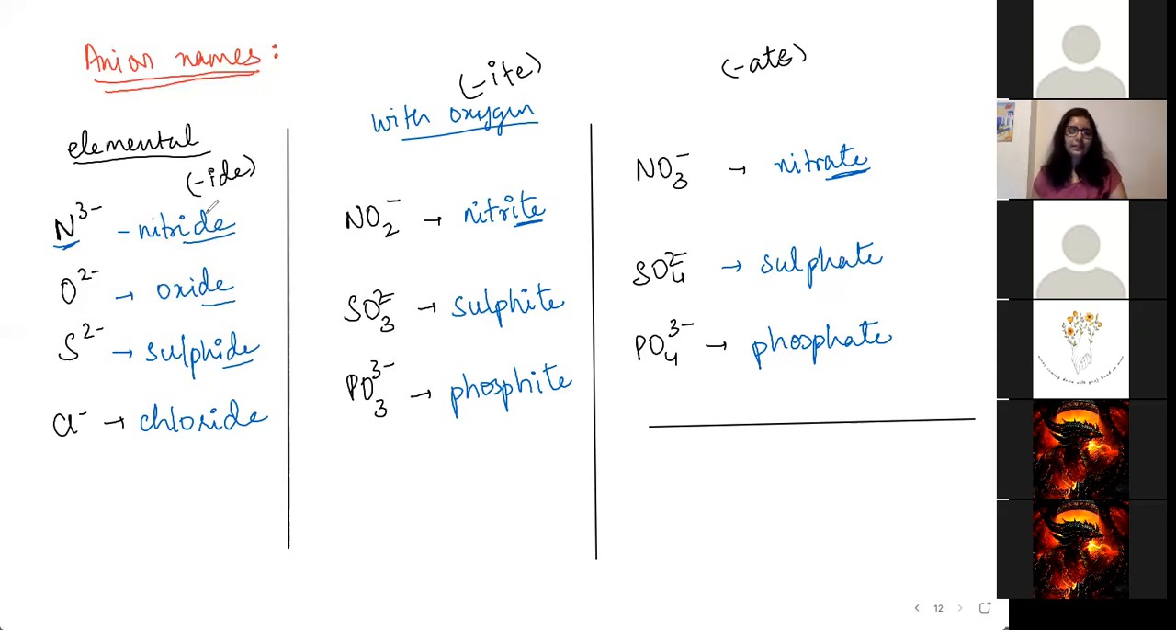All your ions will be IDE, ITE and ATE. So the difference is, if it is IDE, then it's purely the element. Like there's no nitrogen, oxygen or hydrogen with it. It's just that particular element. If there is oxygen, you need to check how many oxygens there are. If it is a lesser number of oxygens, it's ITE, greater number, ATE. So NO2 minus is nitrite, NO3 minus is nitrate. So SO3, SO4: 3 is ITE, 4 is ATE, so sulfate; phosphite, phosphate.